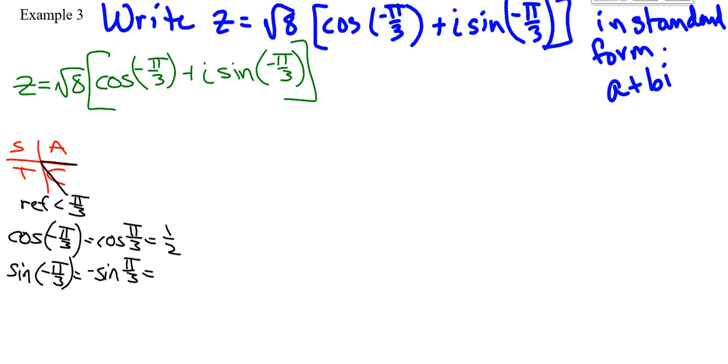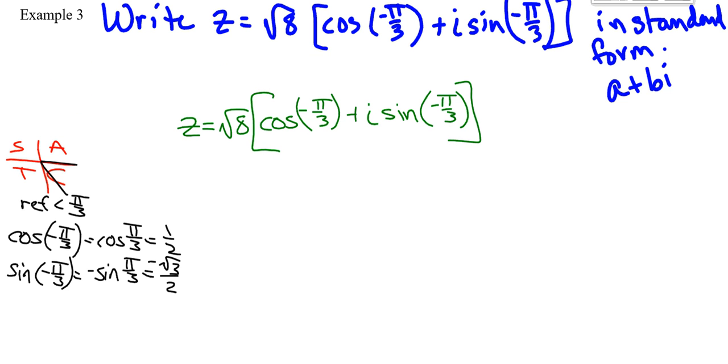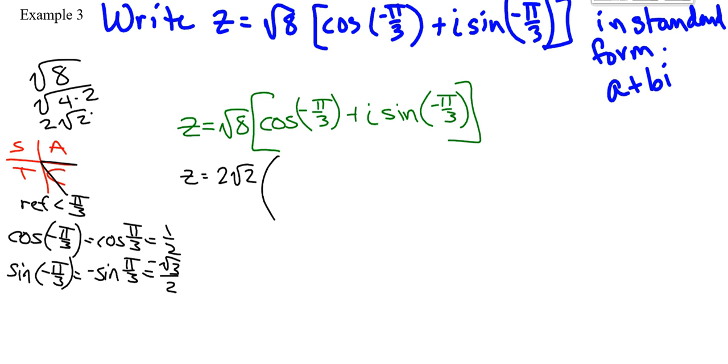And what's the sine of pi over 3? Square root of 3 over 2. Yeah, if one's half, the other one's square root of 3 over 2. And oops, I didn't throw in my negative. And then the square root of 8, we kind of already talked about that a little bit. I'll just write it over here: square root of 8, square root of 4 times 2, 2 times the square root of 2. And so z is equal to 2 square root of 2 times the cosine, which is 1/2, plus i times negative square root of 3 over 2.